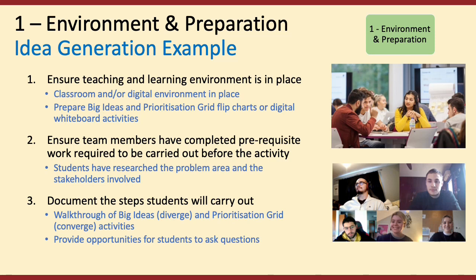So here's what we'd need to do, for example, for an idea generation activity. We'd be making sure our classroom and or our digital environment is set up in place. For this specific activity, we have two design thinking techniques called Big Ideas and Prioritization Grid, so we'll be creating flip charts for them or creating the templates for them on a digital whiteboard. We'll be making sure the students have already carried out research into the problem area and really understand the stakeholders and the end users involved. Then, on the day itself, we would walk through the Big Ideas, Diverge activity, and the Prioritization Grid, Converge activities, so the students were very clear what they needed to do and provide opportunities for students to ask questions if they're not sure.